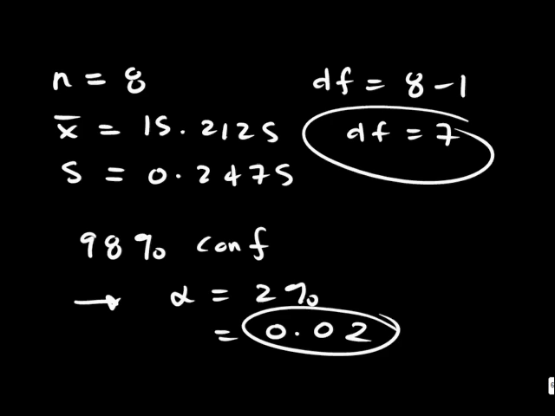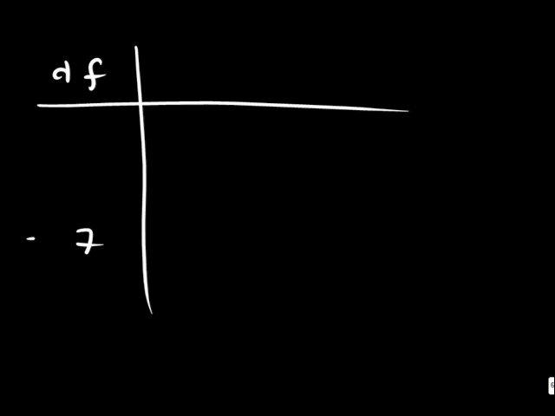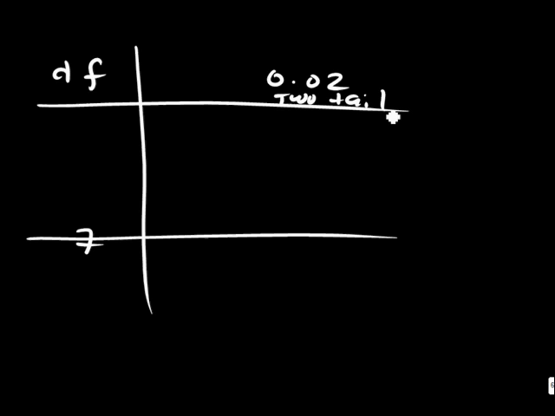So using the t-table, we look for the 7th row, 2% two-tail column for our t-value, and we get 2.998. Let's double check. Seventh row, 2% two-tail, 2.998. That's correct. This is our t alpha over 2 value.